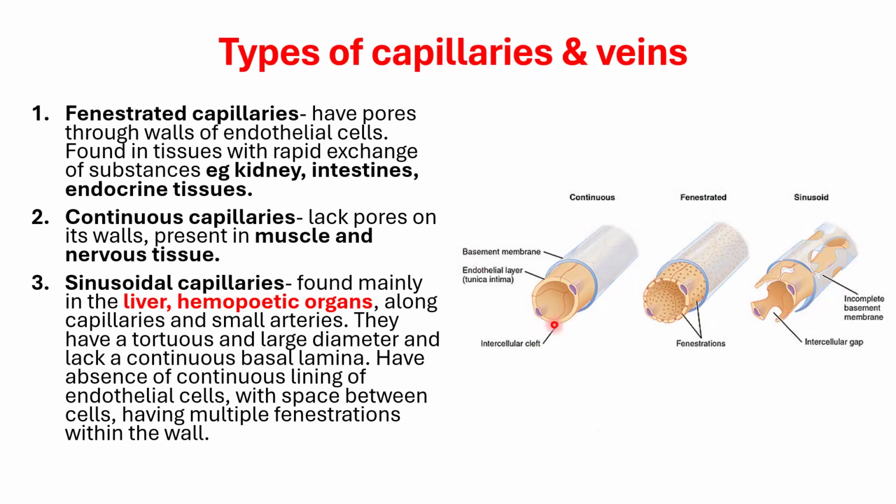So that's about it. You can see it here. Continuous is present in the muscular system and the nervous system. Fenestrated is present in endocrine glands, intestine, and the kidneys. Sinusoidal is present in hematopoietic organs, the liver, the bone marrow, the spleen, and generally the structures of the reticuloendothelial system.